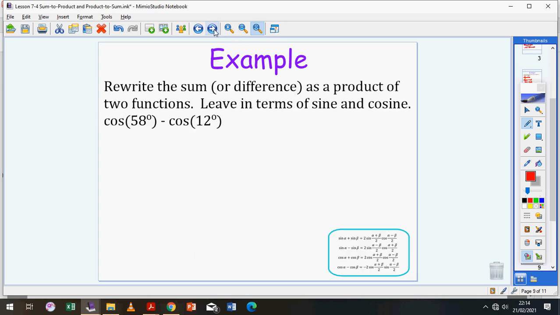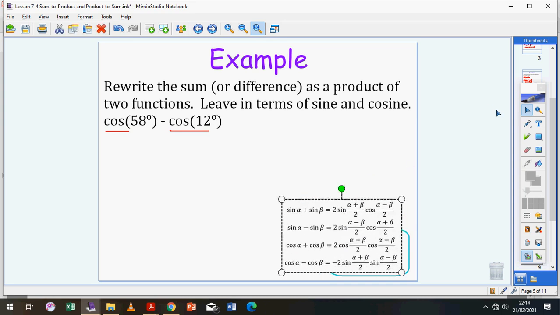Alright, we write the sum or difference as a product of two functions, in terms of sine and cosine. This is a difference of cosines, right? So I need to be using the sum to product formulas. I just go to my formulas and look for which one is a difference of cosines. It's the last one. What is it going to become? Negative 2 sine, sum of the angles, sine, difference of the angles, divided by 2, divided by 2.